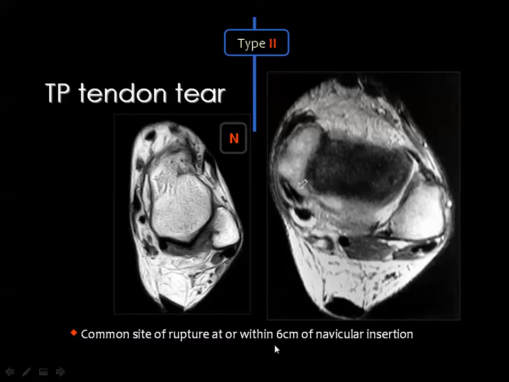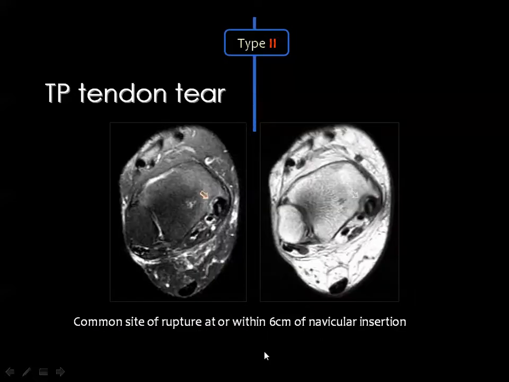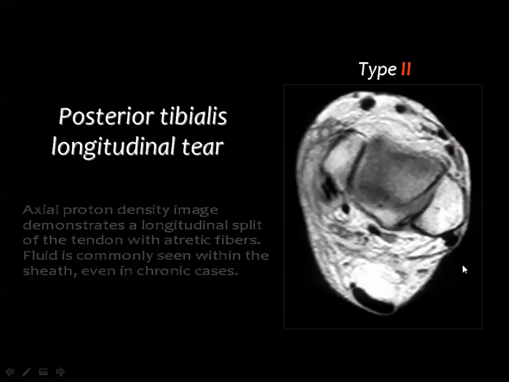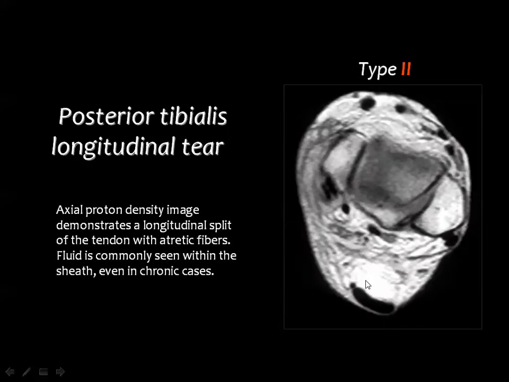The splitting of the tendon into two parts means that you are dealing with type 2 injury of the tibialis posterior. And here, two parts of the tendon are split by this abnormal signal, denoting type 2 injury. Another example of type 2 injury of tibialis posterior, and you got two halves of the tendon. This is the flexor digitorum and the flexor hallucis, meaning that you are dealing with type 2 injury of the tibialis posterior.